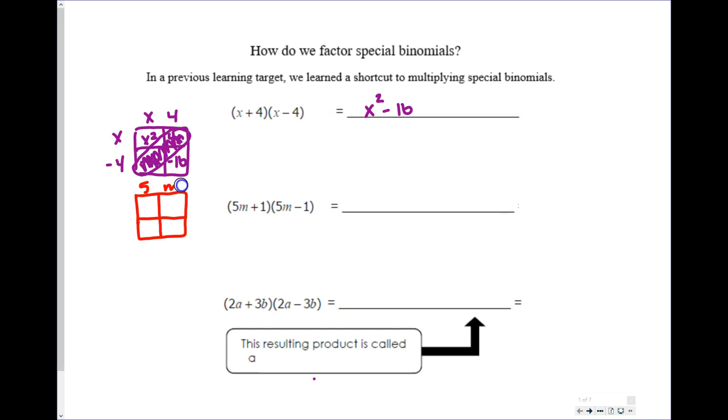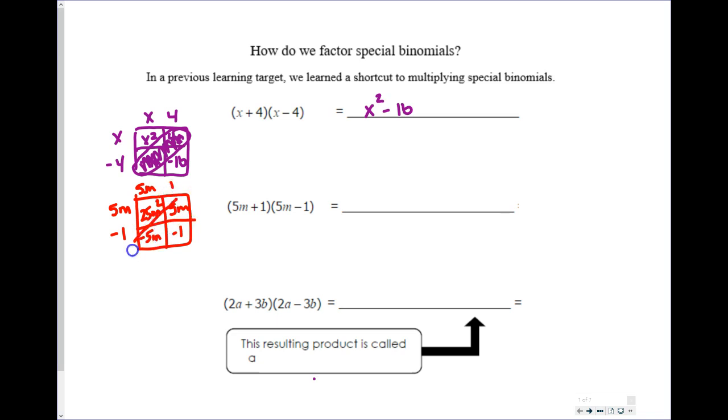Oh, I'm sorry, I wrote that down wrong. Okay, 5m plus 1, 5m minus 1. So 5m times 5m is 25m squared. I need to make this box bigger. Let's make the box bigger, because that's not going to work. Okay, so this will be 25m squared. This is going to be 5m. This will be negative 5m. This will be negative 1.